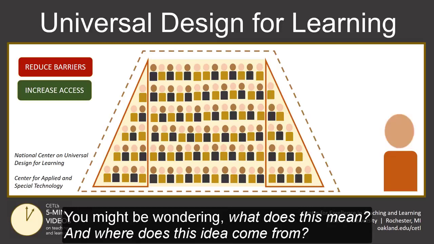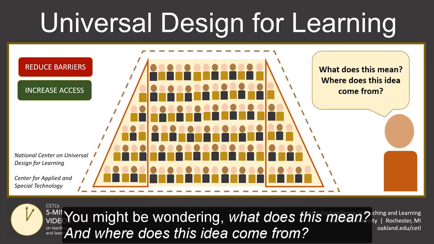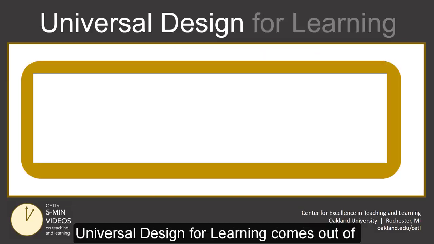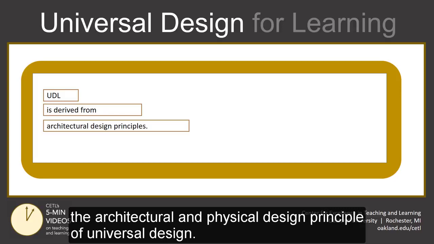You might be wondering, what does this mean? And where does this idea come from? Let's start with the second question, because it might help to clarify the first one. Universal Design for Learning comes out of the architectural and physical design principle of universal design.